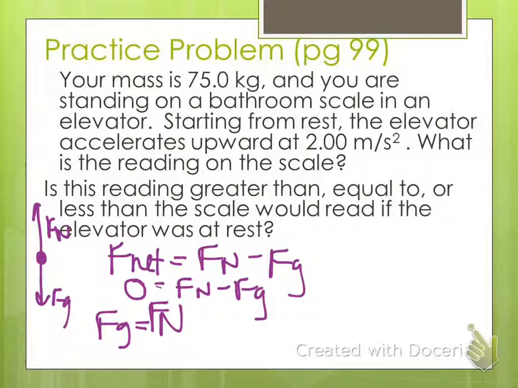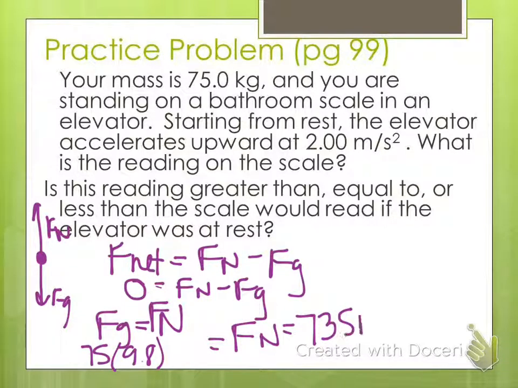Which means F sub g is equal to our normal force. F sub g is equal to F sub n, which means I'm going to take 75 times 9.8 to find that scale reading. And that's going to give me a normal force or a scale reading of 735 newtons. Okay, so that's the reading that the scale would give when it's at rest. So we were right. When it accelerates in the upward direction, the scale has to exert a greater force, which was 885 newtons. Okay? We agree? We see why that works?